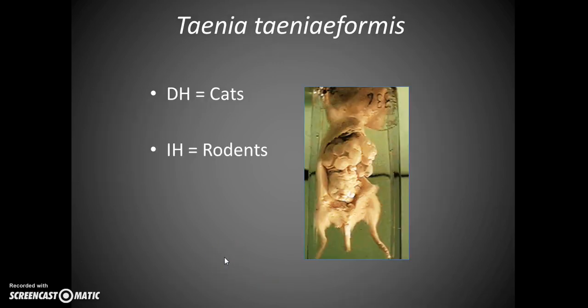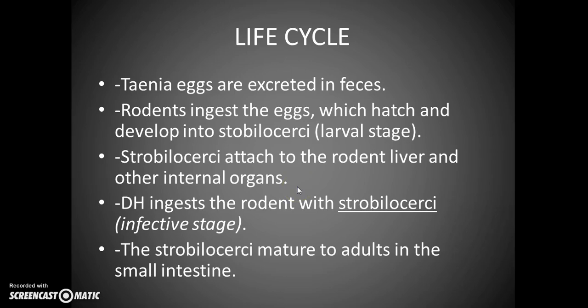So now the definitive host for Taenia taeniaeformis is the cat, and the intermediate host is going to be the rodent. Now here's a picture of a rodent that has been necropsied with this parasite. The rodent has the larval stage attached to its internal organs. This larval stage, the strobilocerci, look like small cysts attached to the organs. In order to find out how it gets to that point, we look at the life cycle.